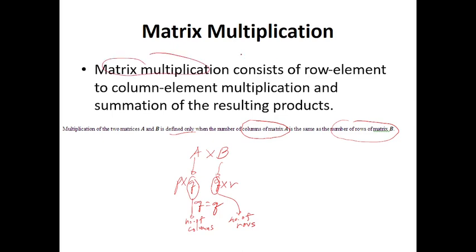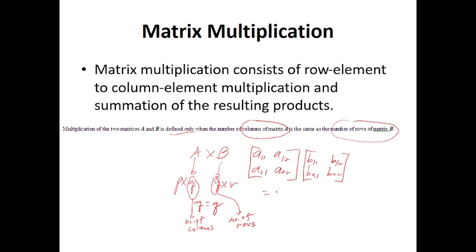So, in matrix multiplication, it says here, row element to column element multiplication. To illustrate that, row element, column element. It's just like this. Okay? So, let's say, a simple example. I have A11, A12, A21, A22, B11, B12, B21, B22.